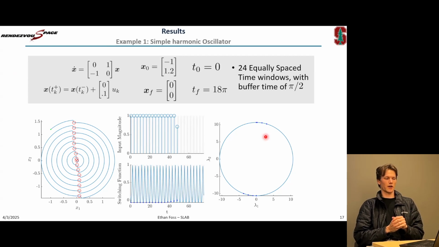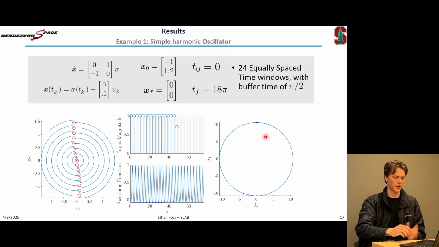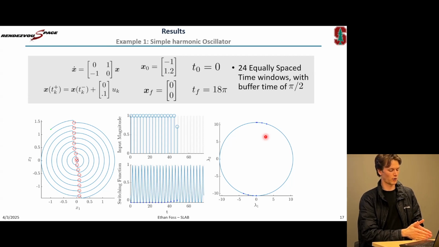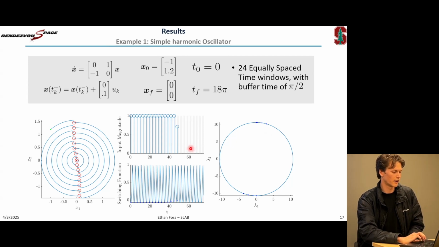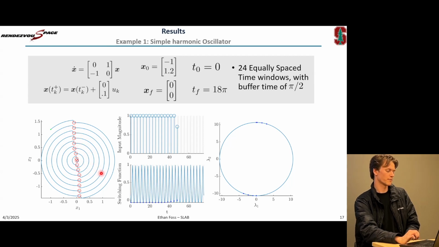So I'll first consider a simple harmonic oscillator. What we do is we set up our equations of motion and formulate our dynamical system. And then for this specific problem, I assigned 24 equally spaced time windows with a buffer time of pi/2. That allows for this small buffer time between each impulse. And you can see the resulting profile in the phase space. These red dots are where the impulses occur, and you can see that the optimization problem slowly drives the harmonic oscillator to the origin.